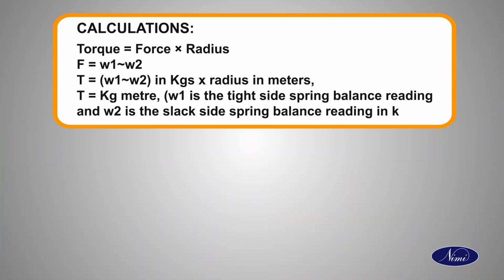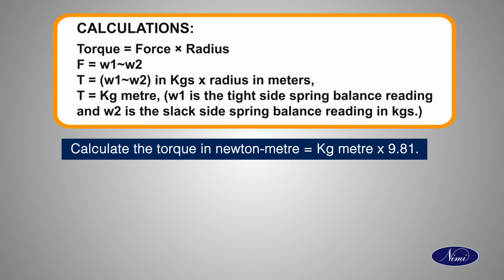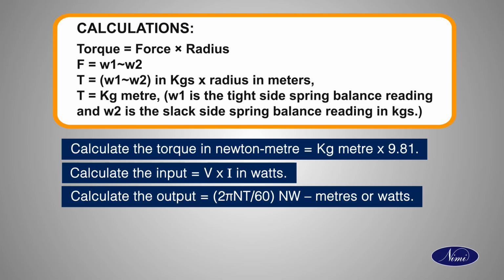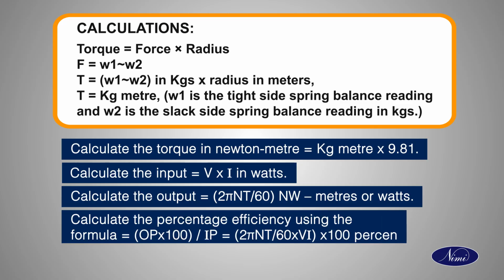Calculations. Torque is equal to force multiplied by radius. Force is equal to the difference of W1 and W2. Torque is equal to the difference of W1 and W2 in kilograms into radius in meters. Torque is equal to kilograms meters, where W1 is equal to tight side spring balance reading and W2 is equal to slack side spring balance reading in kilograms.